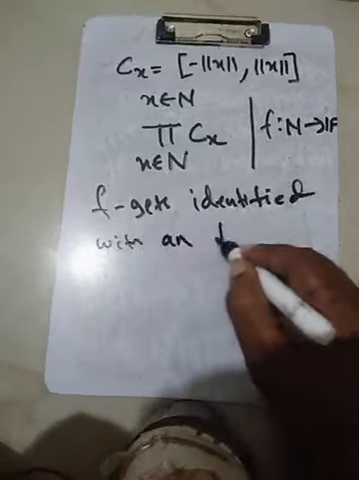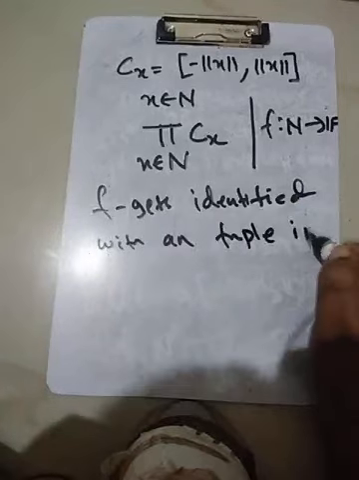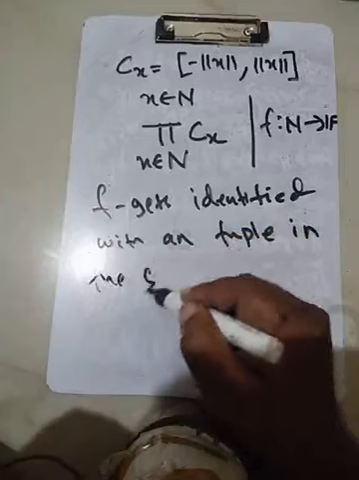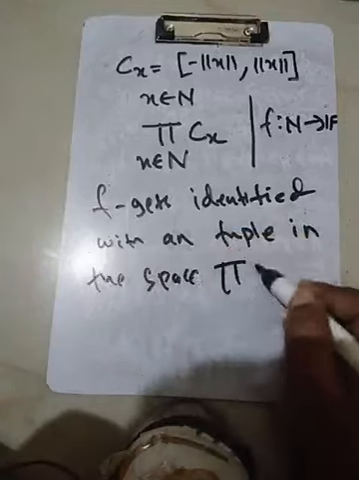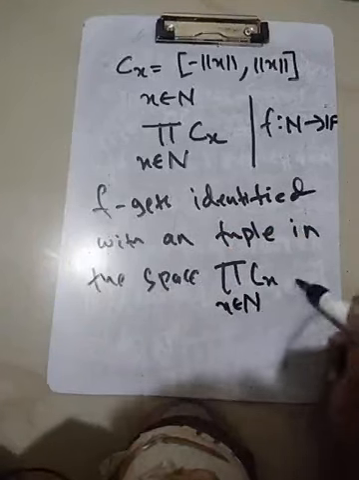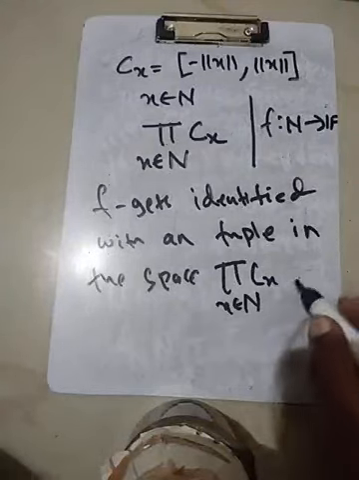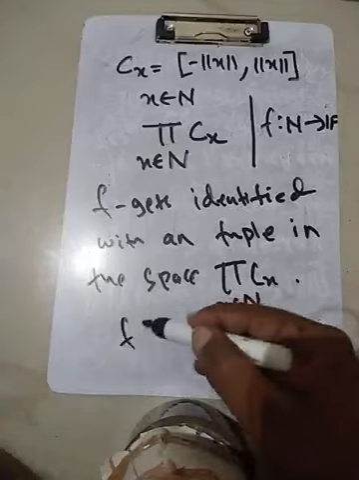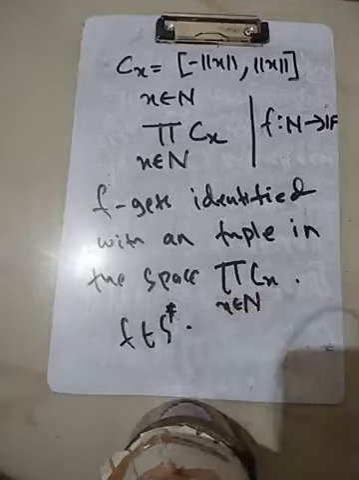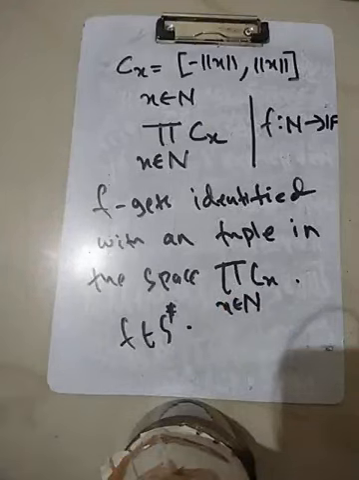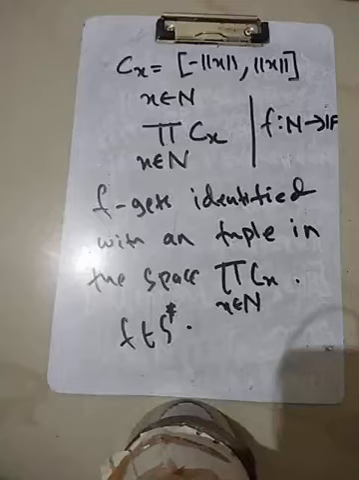So f gets identified with a tuple in the space product of Cx, x belonging to N. It is identified with this. This f was in fact an object in S star. So we have found a mapping which sends a function to this space, the product of Cx, if the space is the real space. So a function is identified with an array over here.